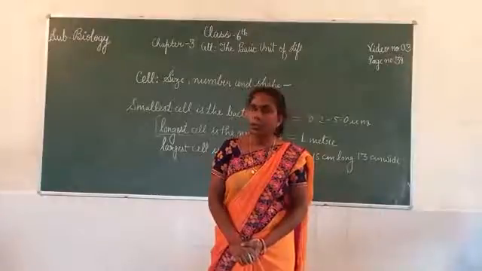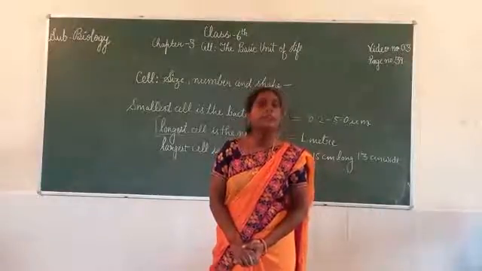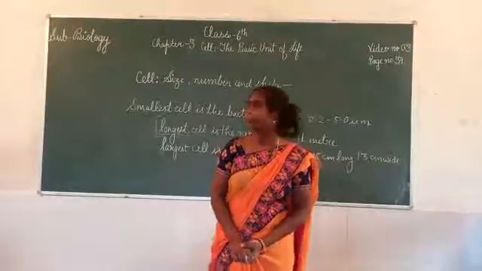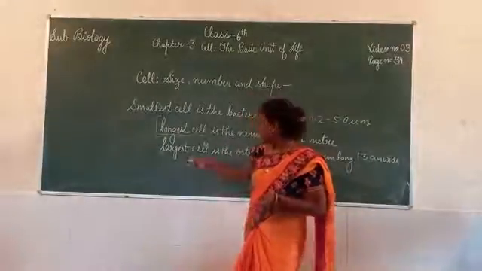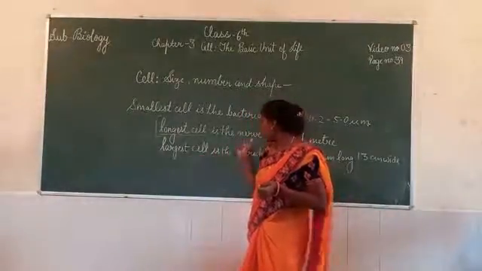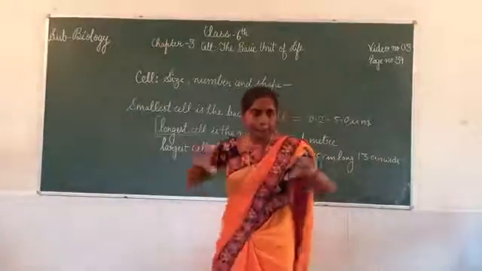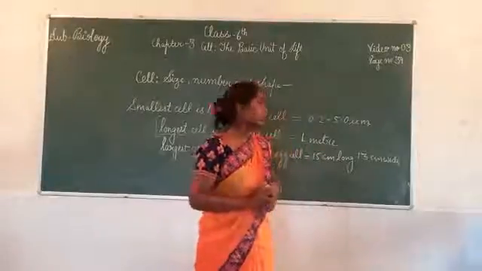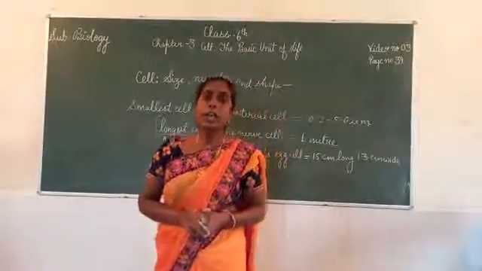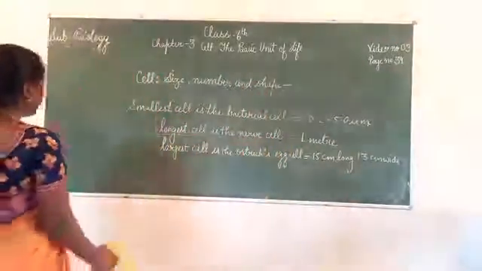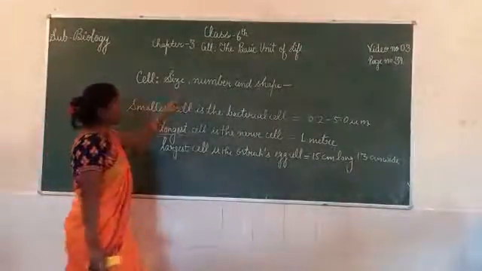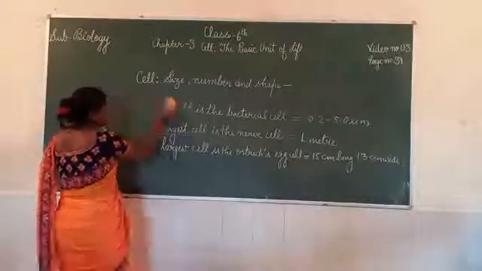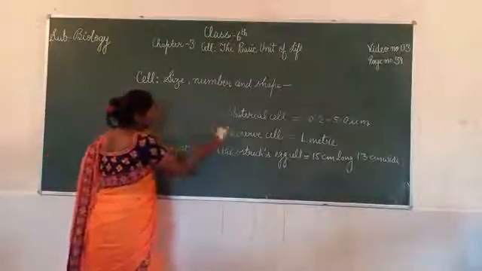Children, you also know ostrich is the largest flightless bird, which is found in Australia. And largest cell is the ostrich egg cell, that is 15 centimeter long and 13 centimeter wide. Okay, now let's see about the number. We have just talked about the size. Next, number.